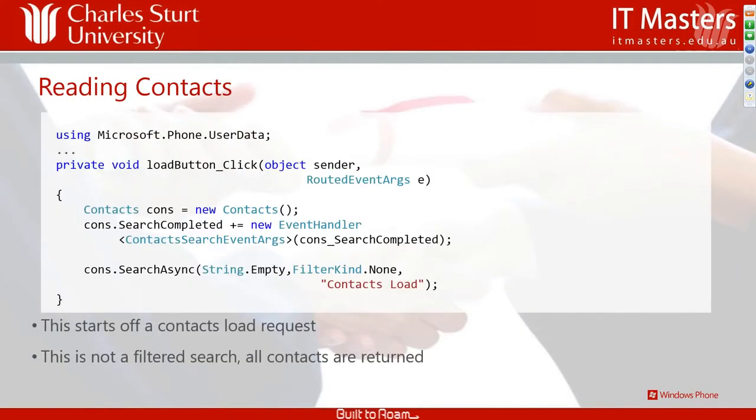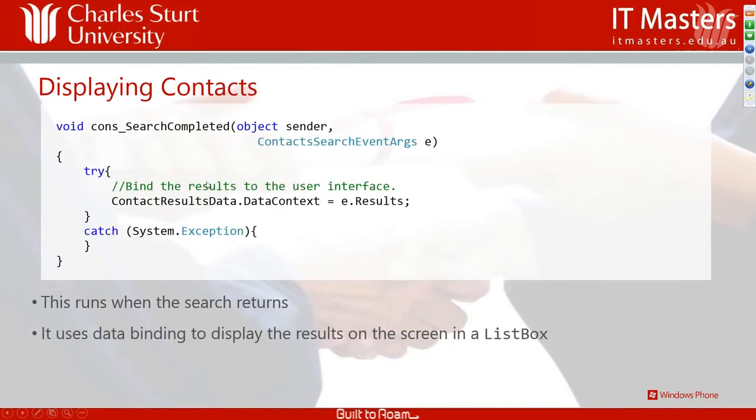Once we've got a contact source, we can write a query against that to pull back a list of contacts. So you can see here that we're going to do the search async to retrieve a list of contacts. When that search returns, it's an asynchronous operation, so it returns as part of this search completed event handler. Once we've got that, the actual results we can data bind directly to the UI if we want to. So here, this contact results data is a list box, and we're just setting the data context on there.